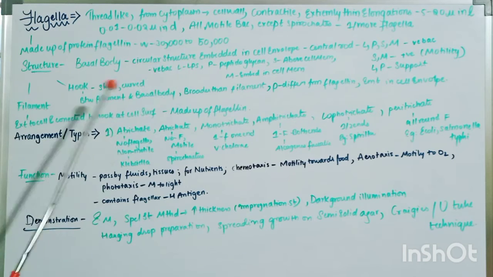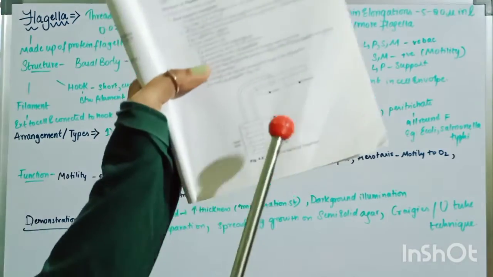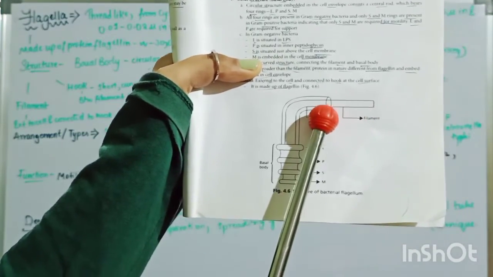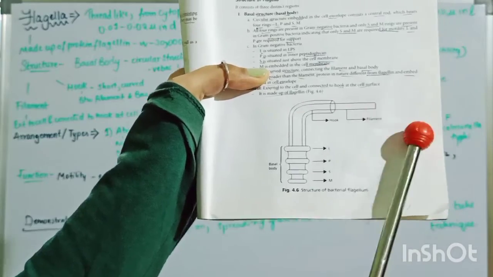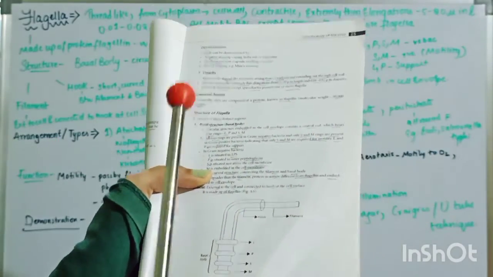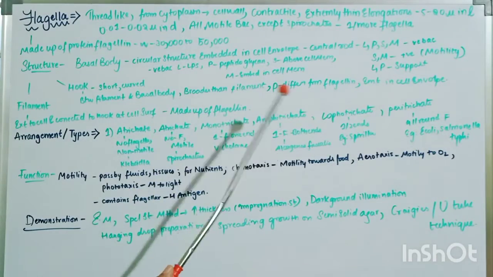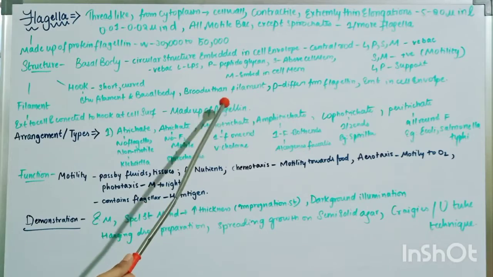And the last, outer part is the filament. It is exterior to the cell and connected to the hook at the cell surface. Here you can see the filament connected to the hook at the cell surface. So it lies towards the outside. It is made up of the protein flagellin.